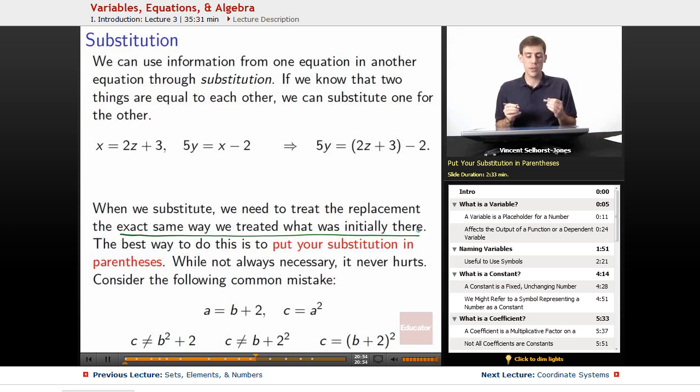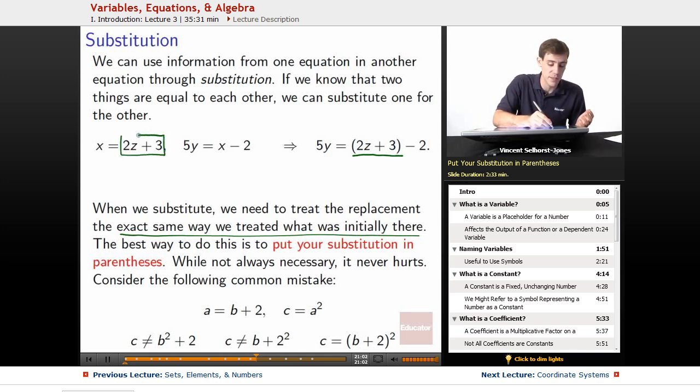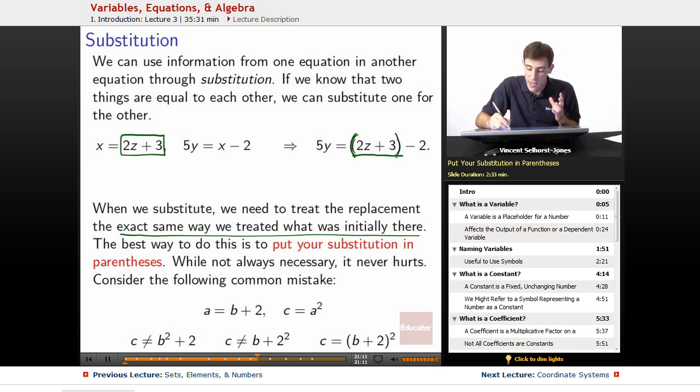The best way to do this is by putting your substitution in parentheses. Notice how I took 2z plus 3 and put it in parentheses up here, even though right here, it didn't start off in parentheses. That's because I was substituting in for x, so I want to make sure 2z plus 3 is treated the exact same way that x was treated, so I have to put it in parentheses. The best way to do this is always to just put your substitution in parentheses.